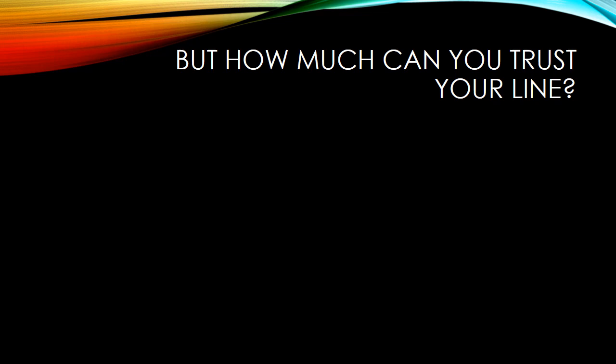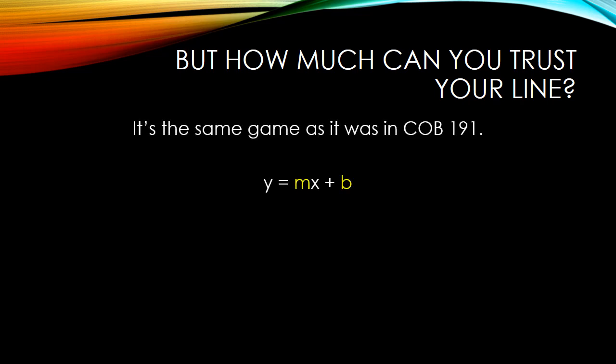So, how much can we trust the line? Well, we're going to have a confidence interval for our slope, m. We're going to have our confidence interval for our intercept, b. The calculations themselves are kind of complicated, but Excel's happy to do them for you. All your job is to interpret them.